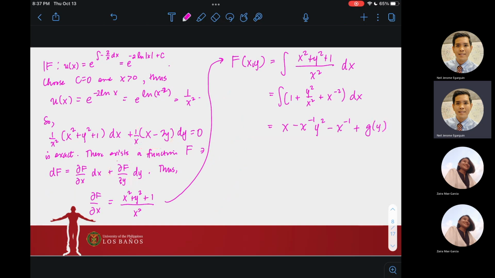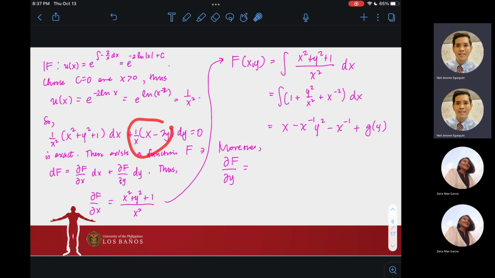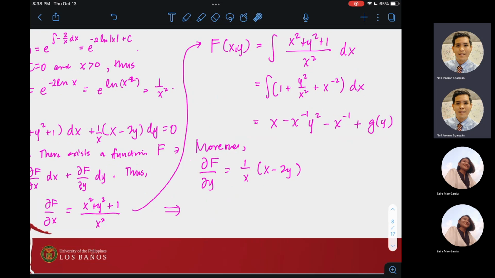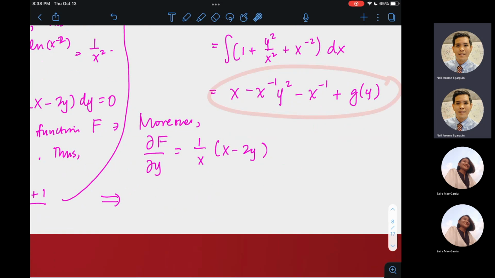So moreover, we have partial of f with respect to y ay dapat equal dito, which is 1 over x times x minus 2y. Okay? So that means, pag sinolve ko yung partial ni f with respect to y following these ansatz, dapat equal siya dito. Hopefully, mag-equal siya. Alright? Ito yung hula natin kay Big F. Ipa-partial ko siya with respect kay y para malaman ko ano yung itsura ng left side. Pag pinartial ko siya with respect to y, ito ay constant. So with respect to y, ang derivative niya ay 0.